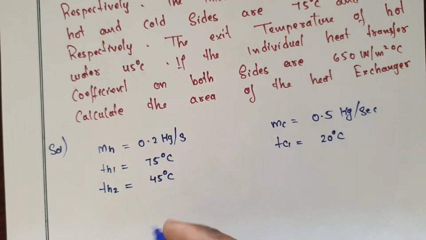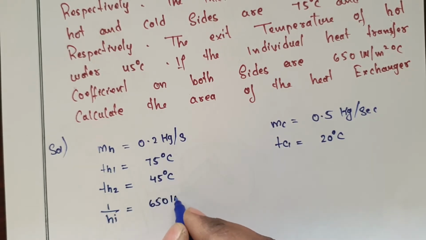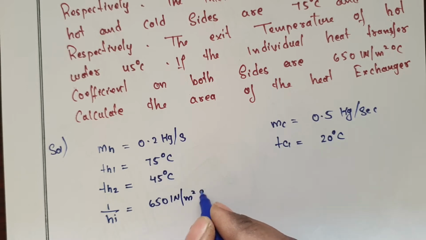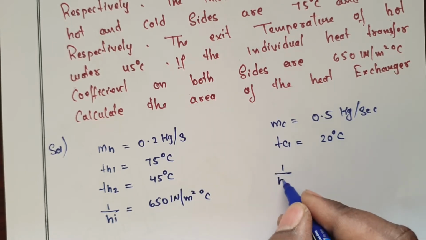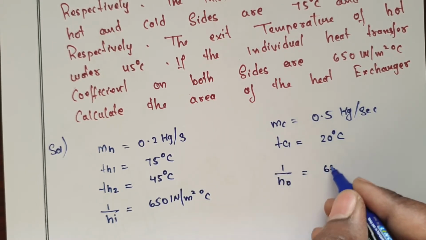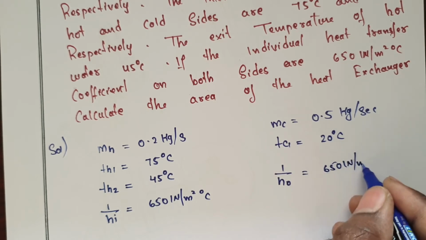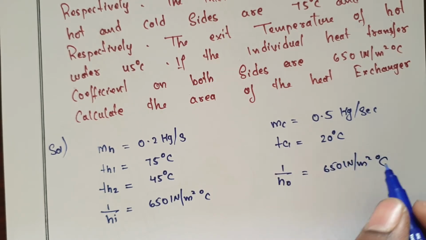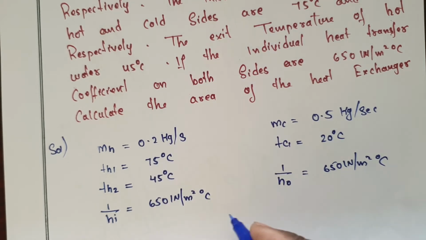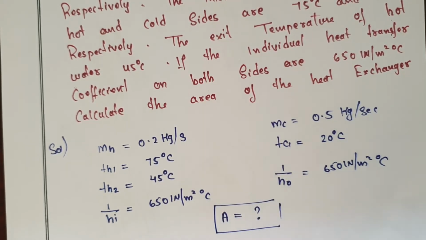The individual heat transfer coefficients: 1 by HI is 650 watt per meter square degree centigrade, and 1 by HO is 650 watt per meter square degree centigrade. Now calculate the area. He is asking to find out the area.